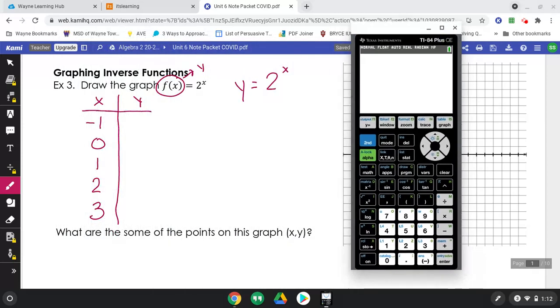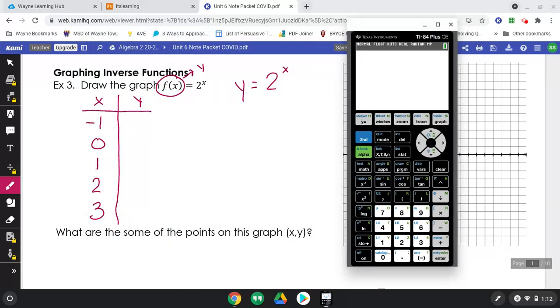So for the first one, -1, I'm going to do 2 to the exponent, which is this button right here, to the exponent of -1. When you type in a negative, please make sure to use the negative button, not the minus sign. So -1, and hit enter. That's going to get you an answer of 0.5.